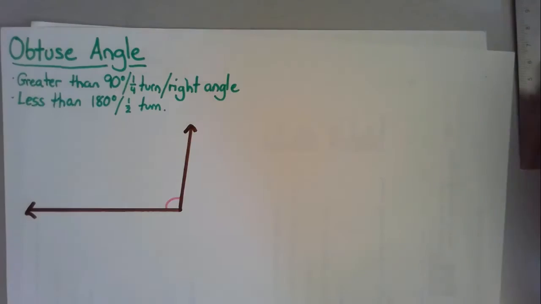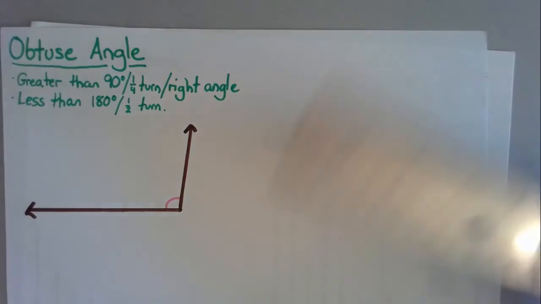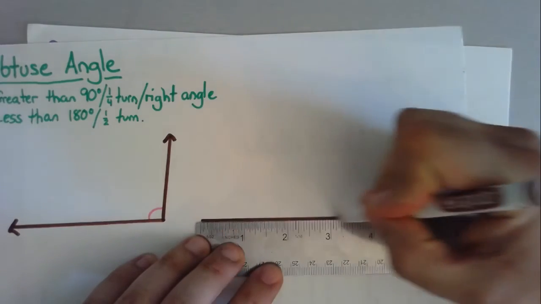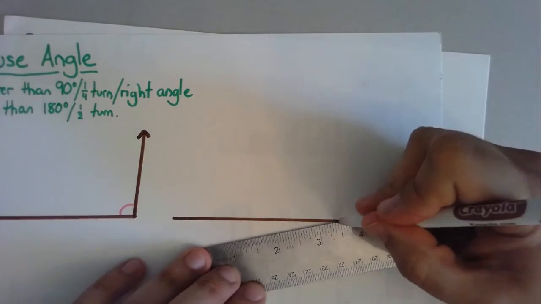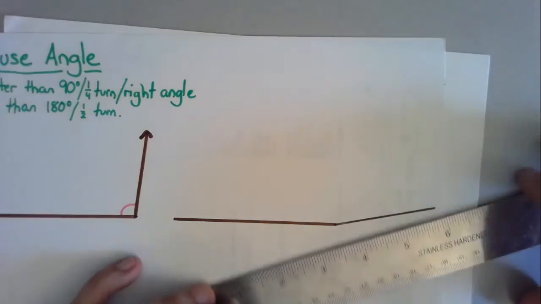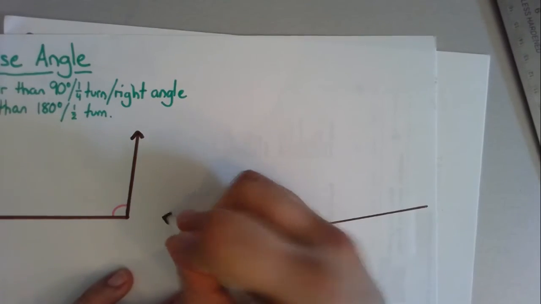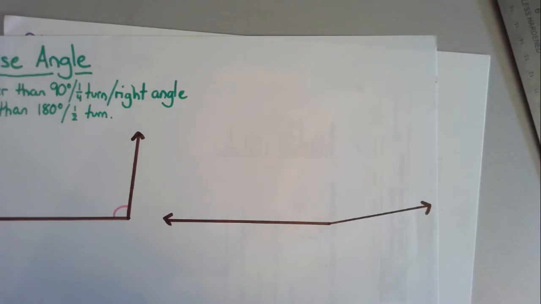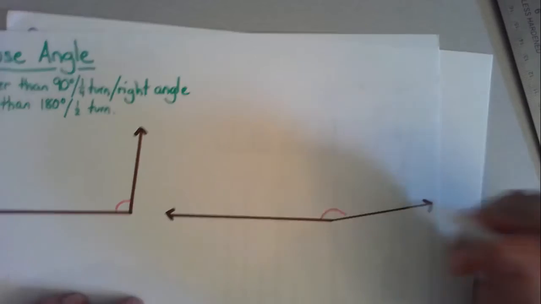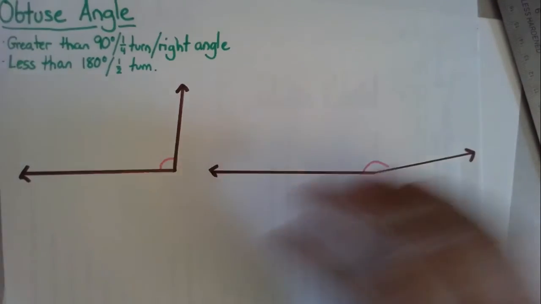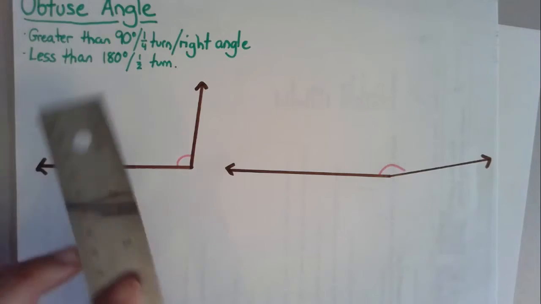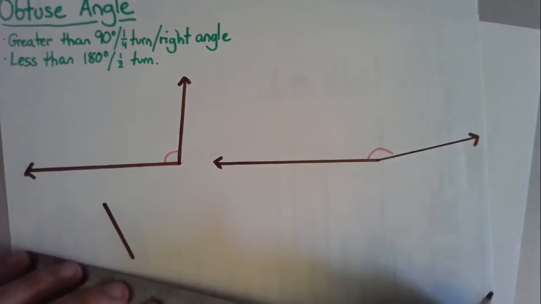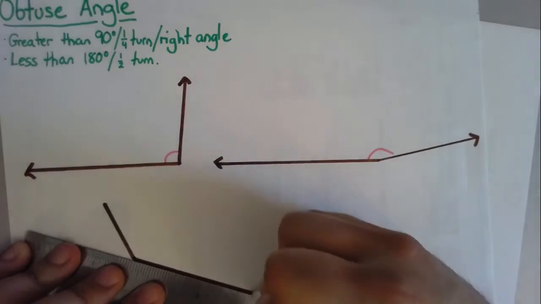So an obtuse angle is greater than 90 degrees, but it's less than 180. So if I draw you another one, this is a very large obtuse angle. You can see it's almost close to being a half turn, but yet it's not quite a half turn. It's a bit smaller than that, and that makes this an obtuse angle. Just like the other examples that I drew, an obtuse angle can go in either direction. It doesn't need to necessarily be straight. Your sides can be different lengths.